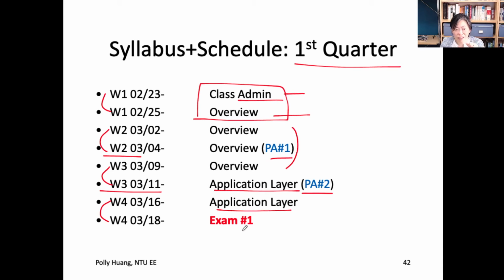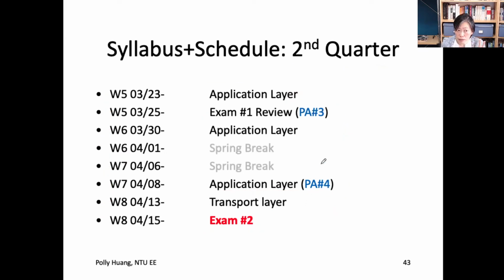We'll be talking about the application layer for about 2 lectures, and then starting our exams, exam number 1. The scope of exam 1 will include from the first overview lecture all the way to the second lecture of the application layer. You'll see the second quarter is a little bit similar: weeks 5, 6, 7, and 8, 4 weeks. At the end of week 5, PA3 is due.